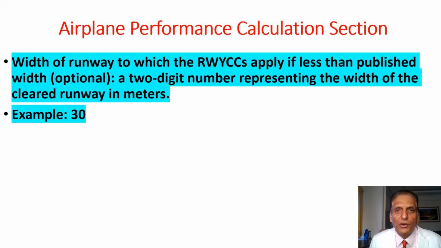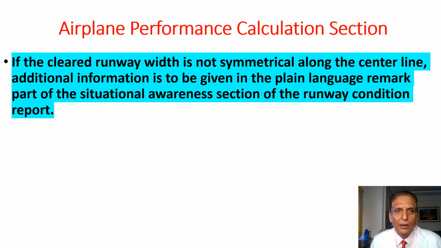Width of the runway to which the runway condition code applies. If less than published width, it is optional. A two-digit number representing the width of the cleared runway in meters is to be reflected. Example is 30. That means only 30 meters of runway has been cleared. If the cleared runway width is not symmetrical along the center line, additional information is to be given in the plain language remark, part of the situational awareness section of the runway condition report.